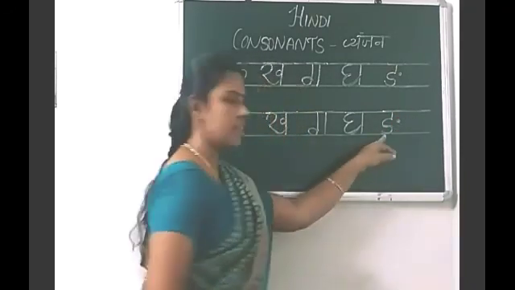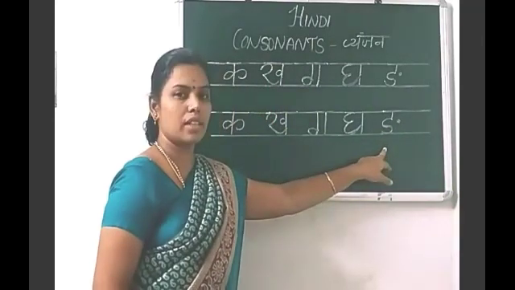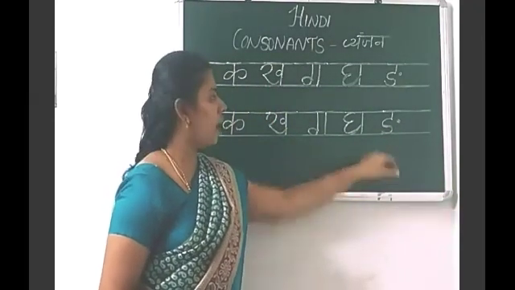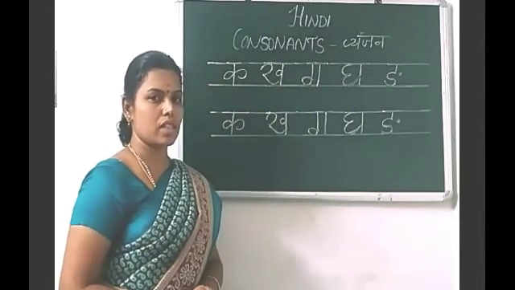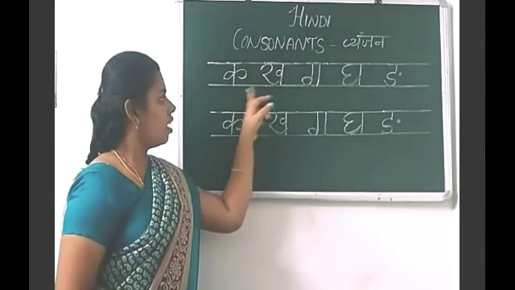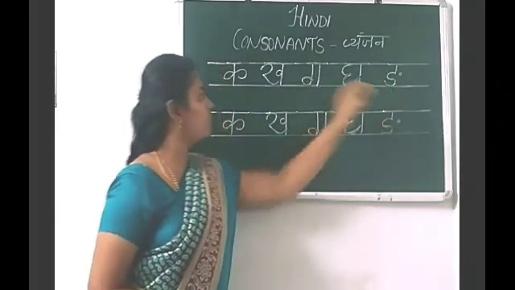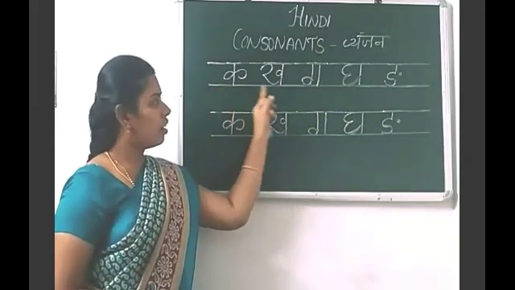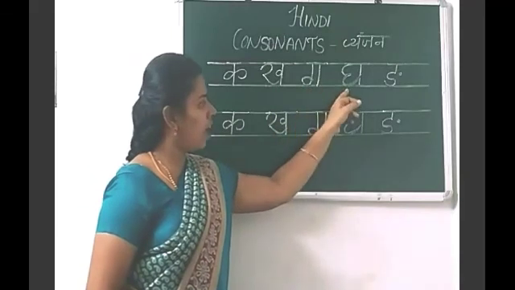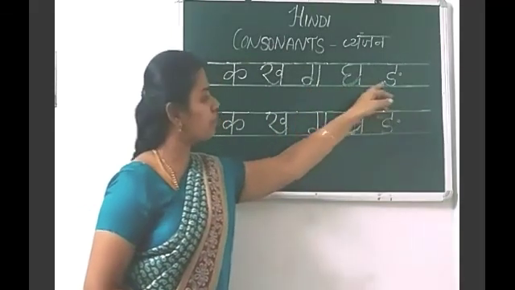What is this letter, children? Nya. Children, today what are the letters we have learned? Ka, ka, ga, ga, nya.